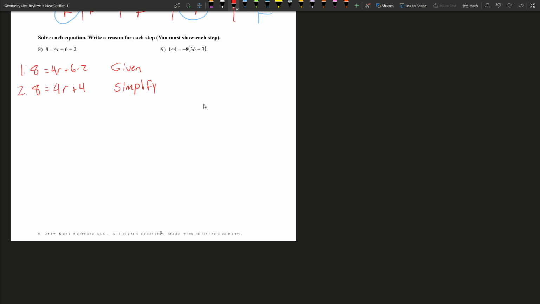And I only want 2 columns. I know in the homework I asked for 3. That was just so you guys could see the reasoning behind it. So once we get here, then we have to subtract 4 from both sides. And we can do this because of the subtraction property of equality, which I'm okay with you just saying subtraction. Then we can simplify. Then we can divide 4 on both sides. And we can do that because of the division property of equality. Again, you can just write division.